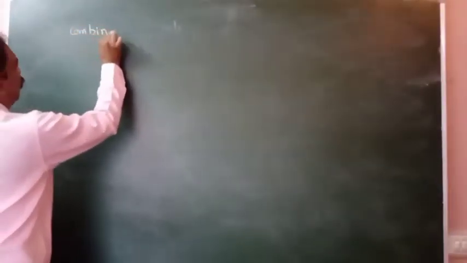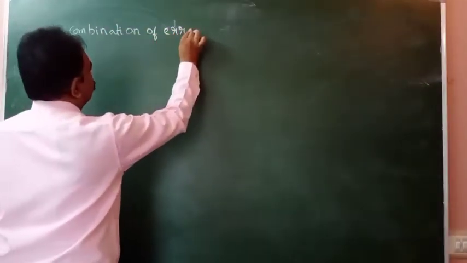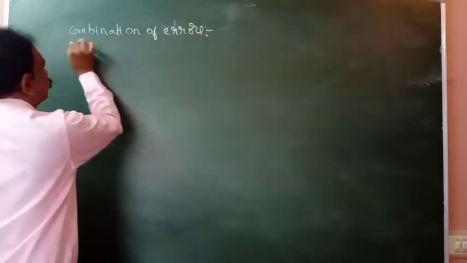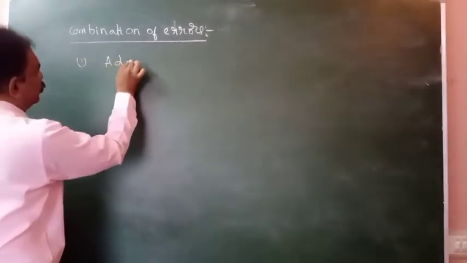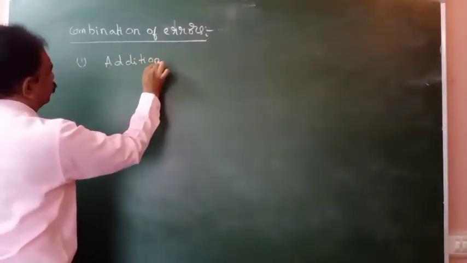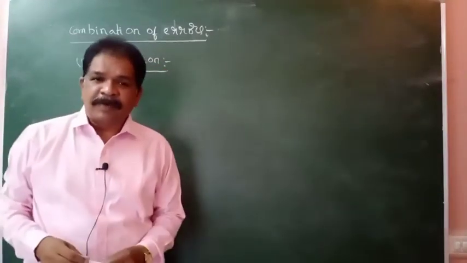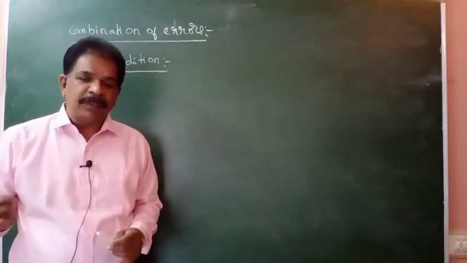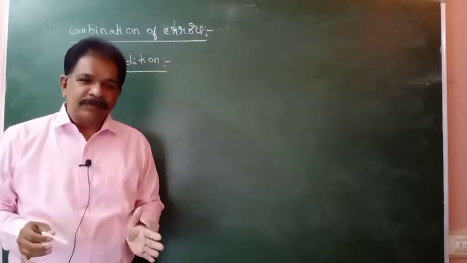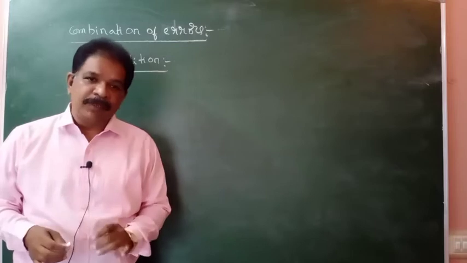Next heading, combination of errors. First we will discuss addition. In addition and subtraction, they will ask how much the maximum possible error is. Like that, questions will be there. Calculate the maximum possible error.